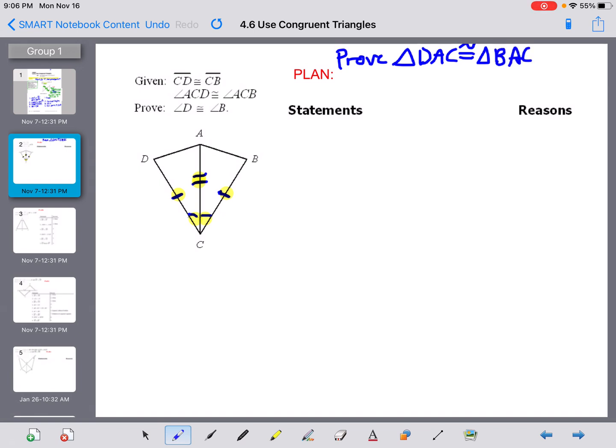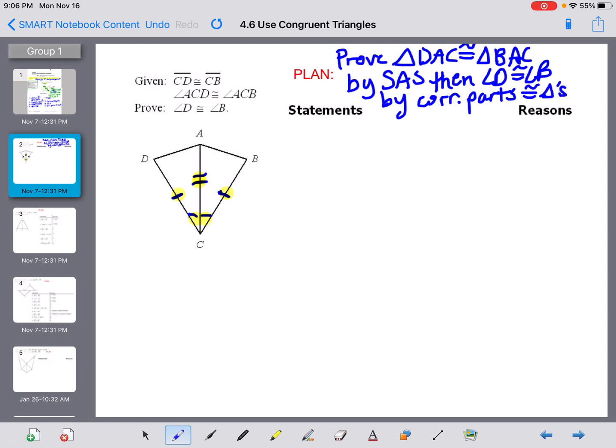And we said by what reason? Side, angle, side. Okay, so once we prove our triangles congruent, then we can prove angle D congruent to angle B by corresponding parts of congruent triangles congruent. Okay, we've got a plan.